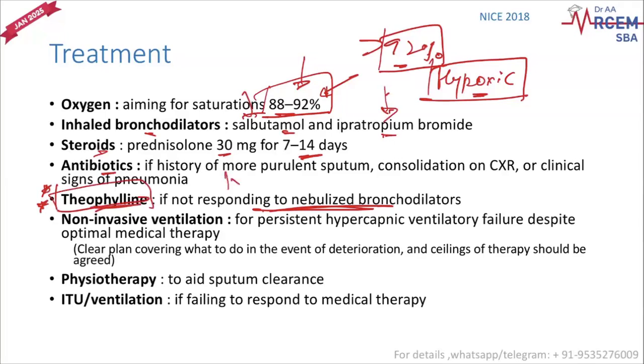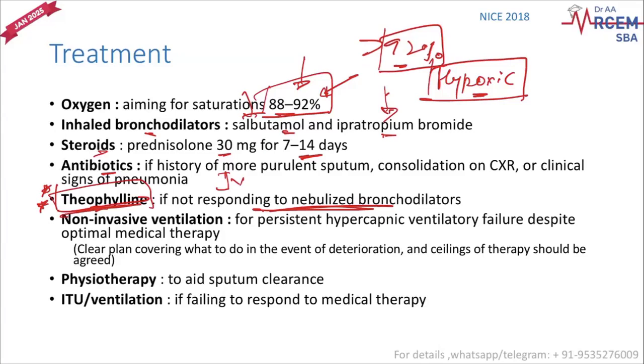This is an IV drug that you're adding on, and it has a narrow therapeutic index, so close monitoring is required. Remember this parameter, do not forget, this is the IV drug. It is not magnesium sulfate that you're giving. Magnesium sulfate is only for asthma. Theophylline is only for COPD patients. It's the only IV drug that you'll be using in a COPD patient.